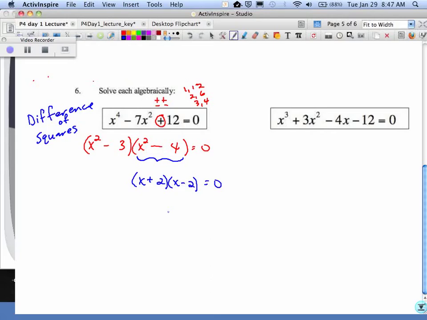Not as obvious, x squared minus 3. 3 is what number squared? Square root of 3. So it's positive, negative of the square root of 3. So if this thing is set equal to 0, I have negative square root of 3, square root of 3, negative 2, and 2. We have 4 solutions there.